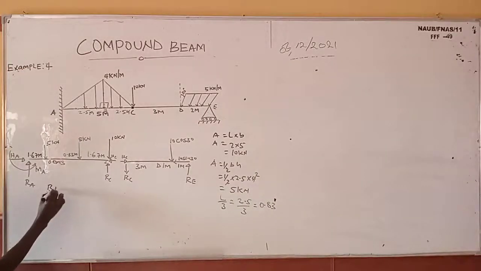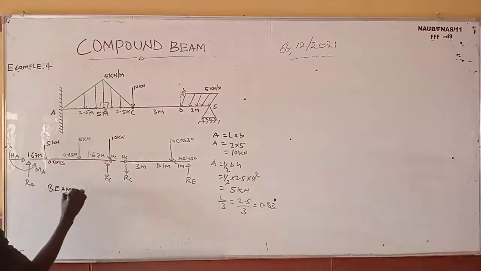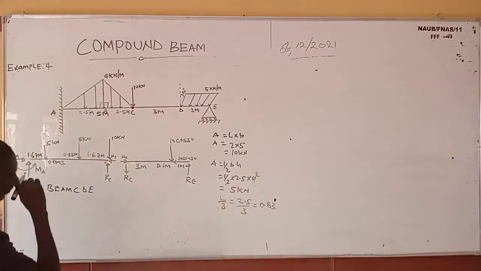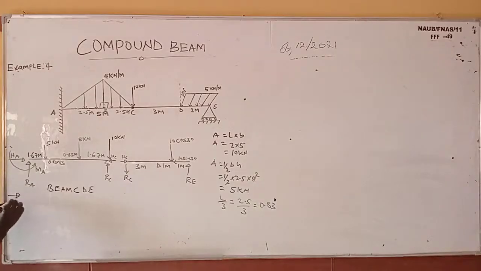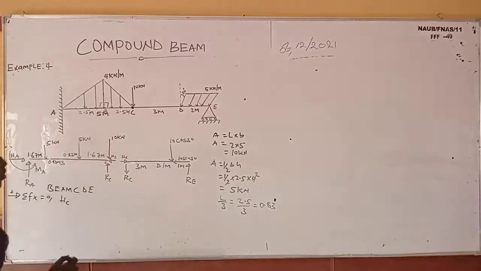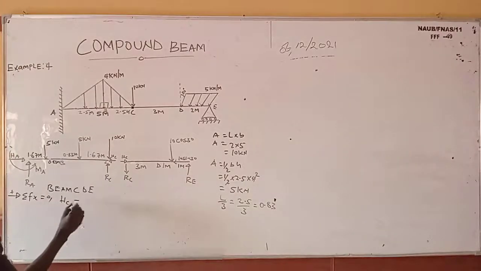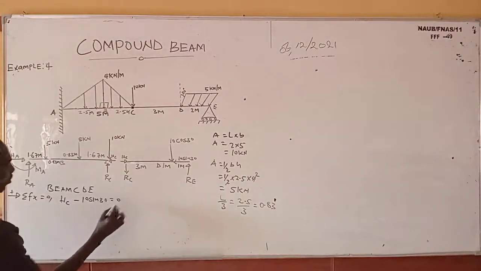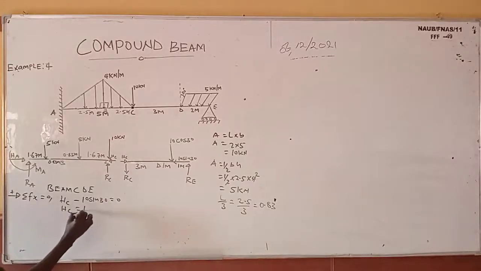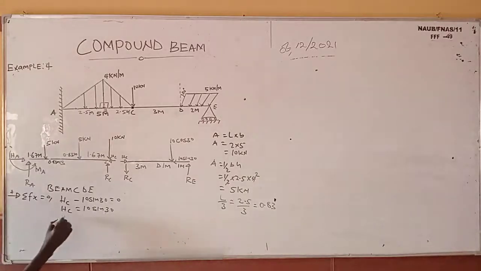So considering beam, we are starting with beam C, D, and E. We are starting with summation of horizontal force to be 0. It means that this should be positive. So it means HC minus, we are having 10 sine 30 going like this, so it's going to be negative 10 sine 30 equals 0. So it means HC will be equals to 10 sine 30. And don't forget that sine 30 is half. So 10 times half is 5 kilonewton. I hope you get that now.